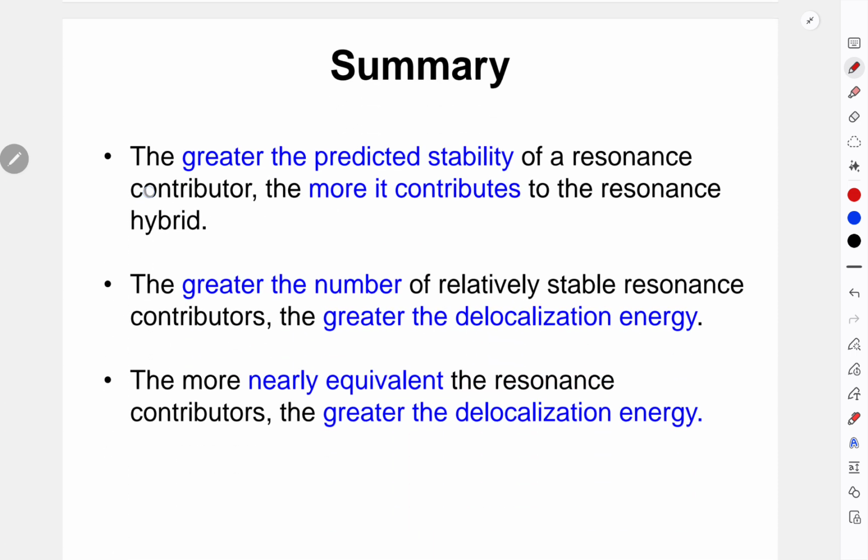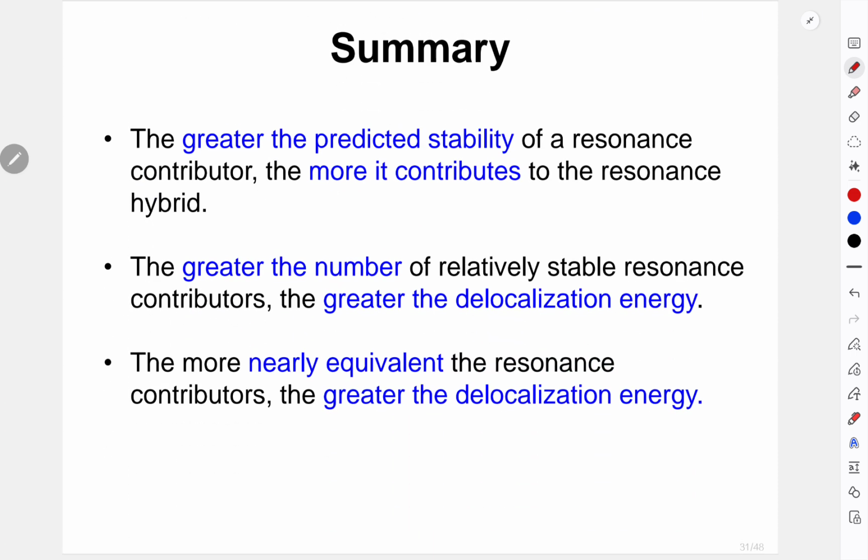Right? So this is our summary. The greater the predicted stability of the resonance contributor, the more it contributes to the resonance hybrid. This is very logical. And then the greater the number of relatively stable resonance contributors, the greater the delocalization energy. The more nearly equivalent the resonance contributors, the greater the delocalization energy as well, okay?